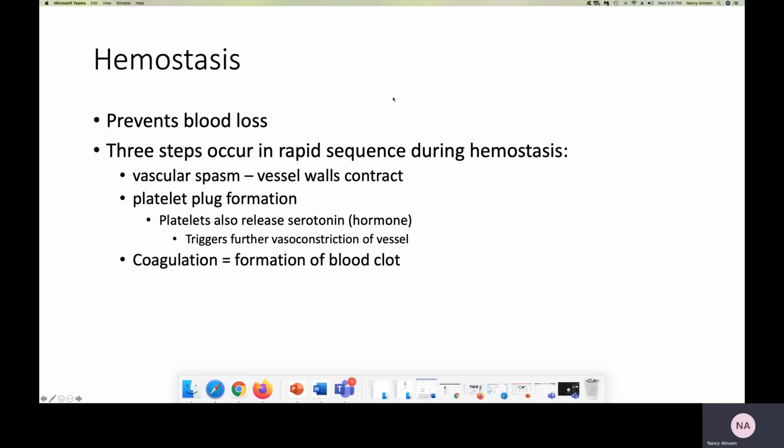Platelets will release a hormone, which is known as serotonin, which can be a neurotransmitter, depending on what cell releases it. That hormone, serotonin, will tell the blood vessel to vasoconstrict even more, or the wall of the blood vessel to vasoconstrict even more. And then you will have coagulation, which is the actual formation of a blood clot.